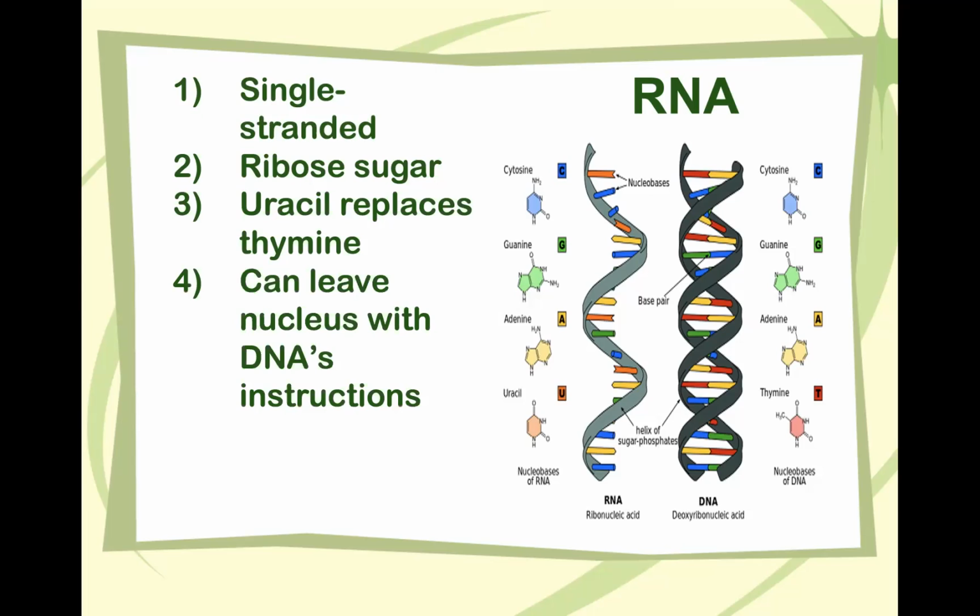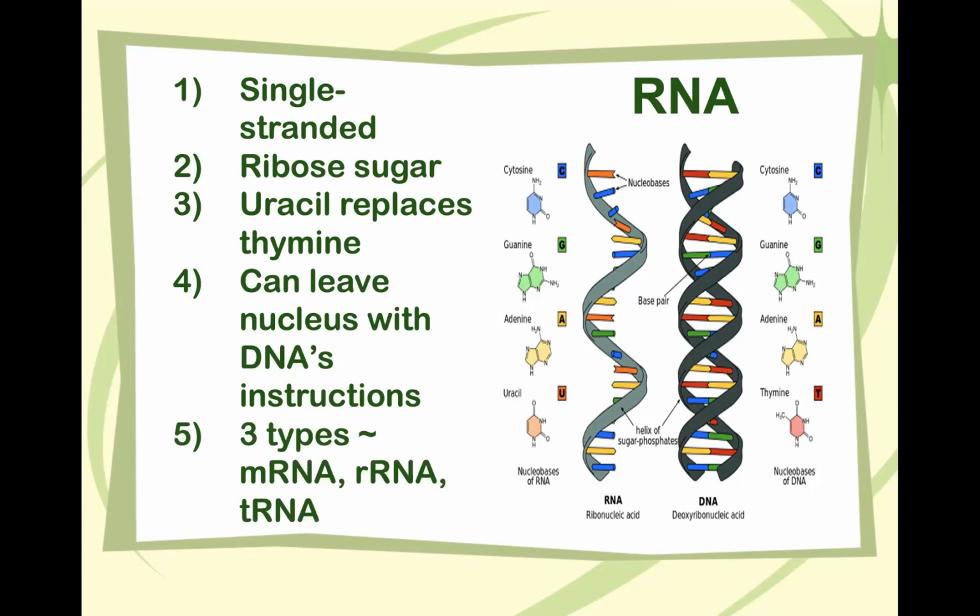Right, so RNA is single-stranded, has ribose sugar, uracil replaces thymine, okay? It can leave the nucleus with the DNA's instruction, but in prokaryotes, this process is going to happen all out in the cytoplasm, okay? So make sure you have these differences or points of comparison in your notes. And I am pushing through kind of quickly because we talked about this information a little bit already, and we do have an exercise to complete before the end of class today. So I'm going to push through these real quick.